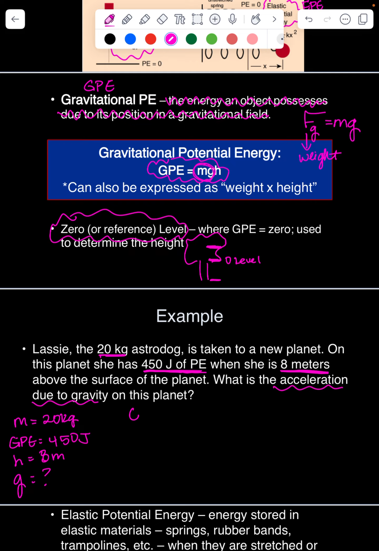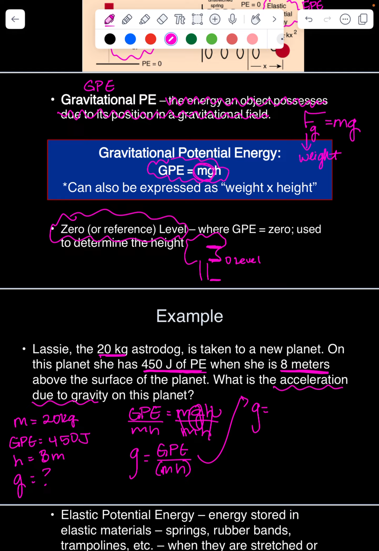We know that our gravitational potential energy is equal to mass times acceleration due to gravity times height. I'm looking for g, so I can divide both sides by mh. So our acceleration due to gravity is our GPE divided by mass times height. Remember, we have multiple things in the denominator. There's no getting around this one like we did the other day, so we have to remember to put parentheses around those two variables.